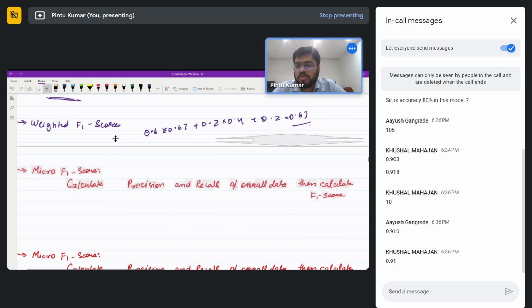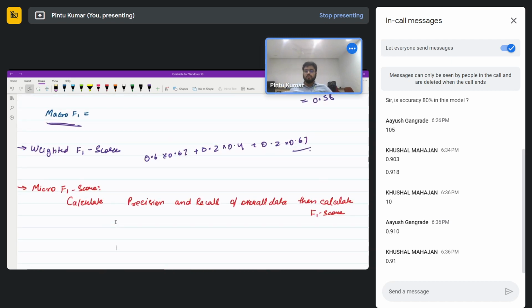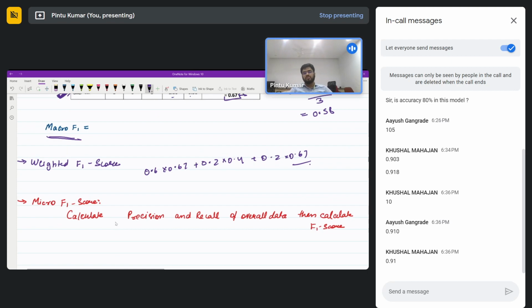So yeah, the other thing that is common is known as micro F1 score. So earlier we had macro F1 score, now we have micro F1 score. Here, rather than calculating the F1 score individually, we count the total number of true positives, true negatives, false positives and false negatives throughout the data. So overall in the data, we calculate these values, and based on the overall values, we calculate the precision, recall and then the F1 score.